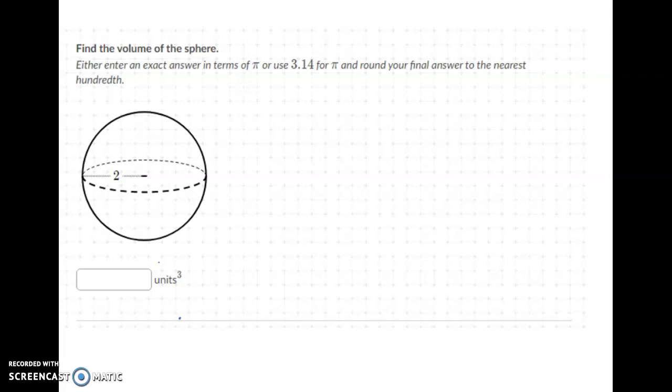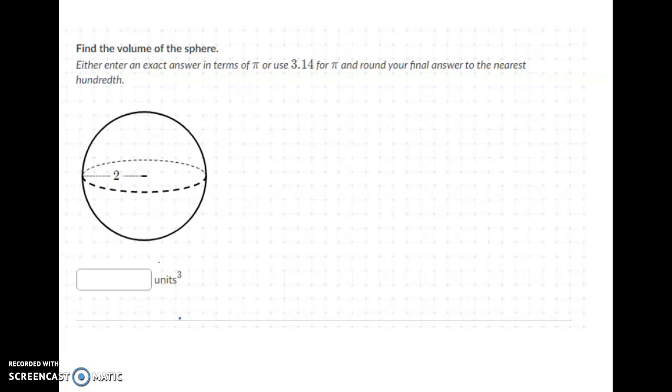We'll take a look at finding the volume of a sphere. It says either enter an exact answer in terms of pi or use 3.14 for pi. So there's our answer for the pi button. And round your final answer to the nearest hundredths.